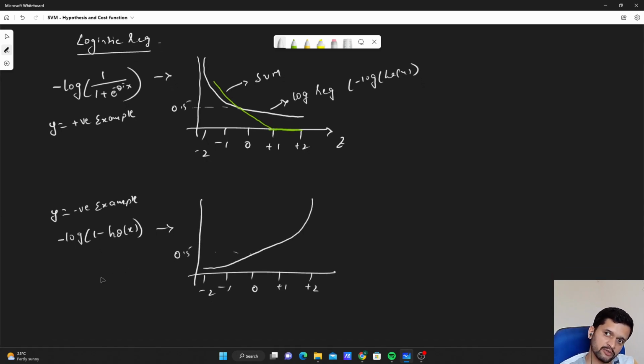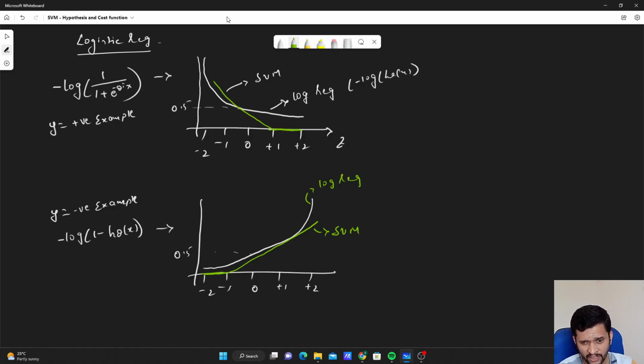Now this is with logistic regression when we have a negative example. What happens with respect to support vector machine? The same cost function will look something like this. We will modify this cost function in such a way that it will be aligned to the horizontal axis starting from minus 1 towards the more negative side, and then we will have a straight line like this. Okay, so this is how the cost function for SVM looks, and this is for logistic regression.